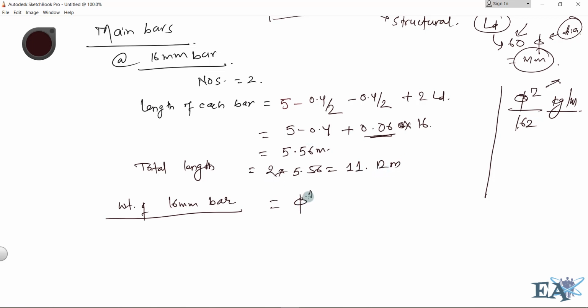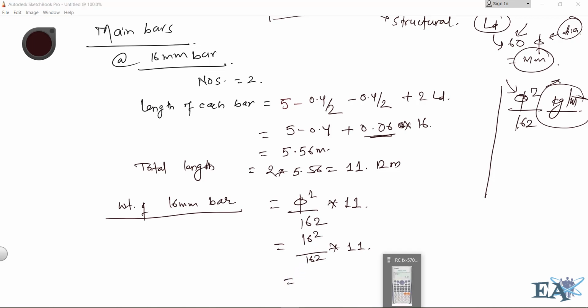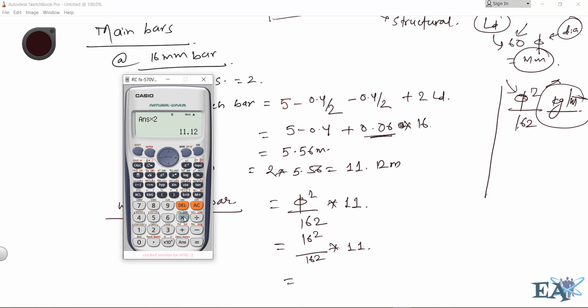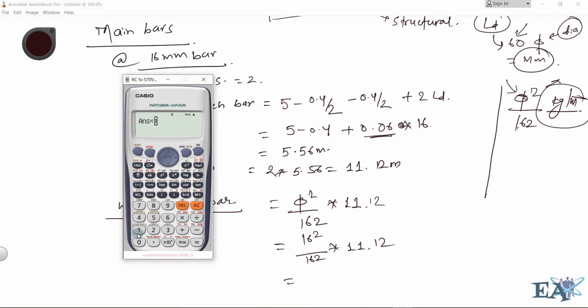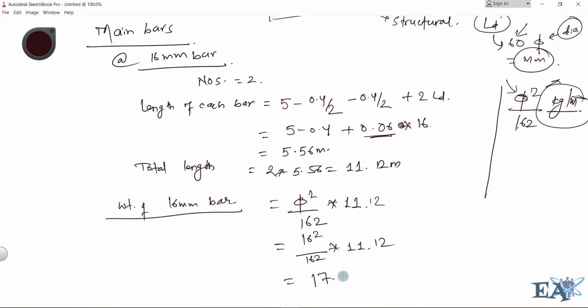We got the total length as 11.12, so we simply need to multiply it by phi square by 162. Phi square by 162 is in kg per meter, so the unit has already been converted and you have to place the value in mm. 16 square by 162 times 11.12, let me use the calculator again, and the answer is 17.57 kg. The total weight of the 16 mm bar in our beam is 17.57 kg.